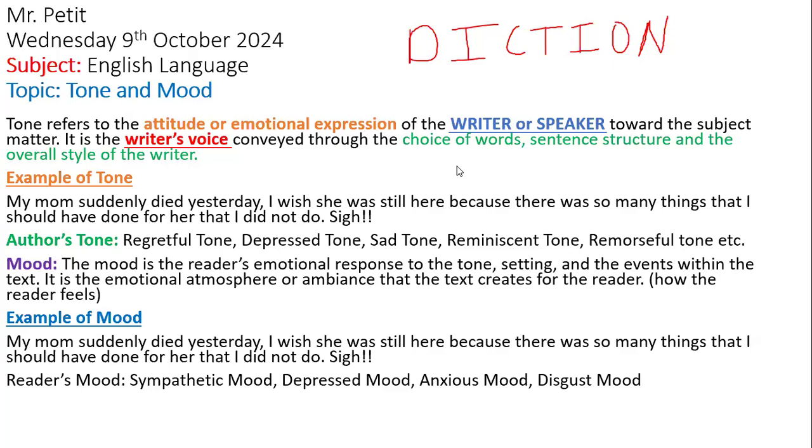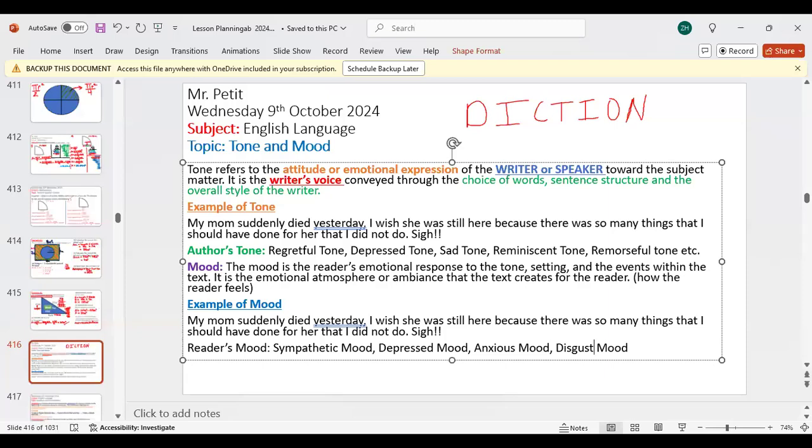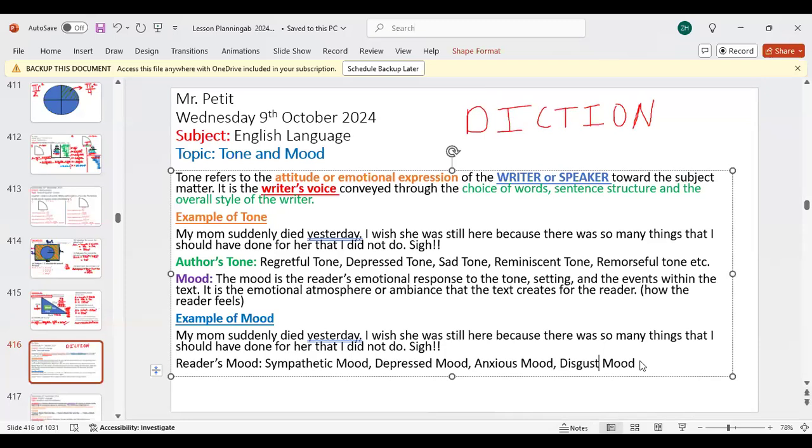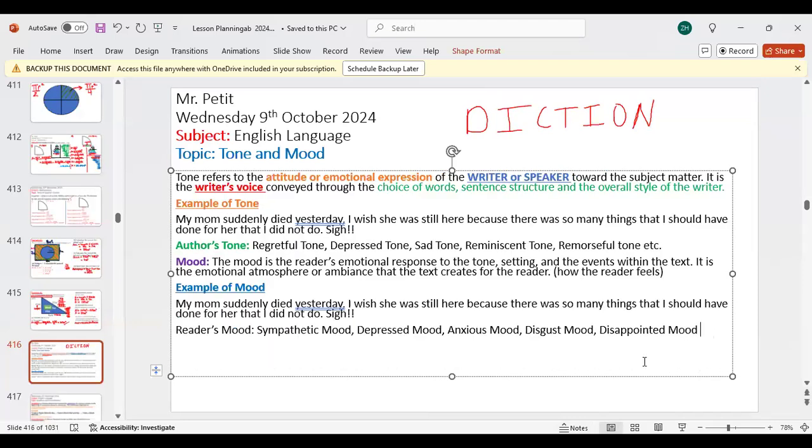Exactly. Exactly. Good point. I would feel disgusted because it sounds like you were treating your mother very badly and you weren't giving her the respect that she needed, and now you're regretting that. So I would be disgusted. Exactly. Okay. Mr. Petit, I see disappointed as well. Disappointed. That's true. Disappointed mood. That's a good one. Okay. Disappointed mood. I like that.